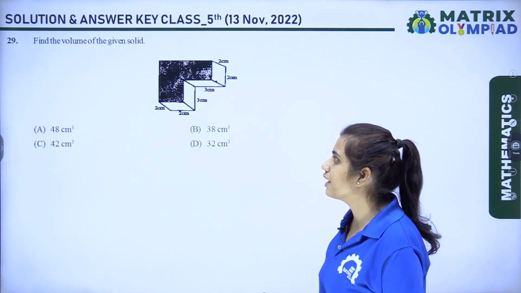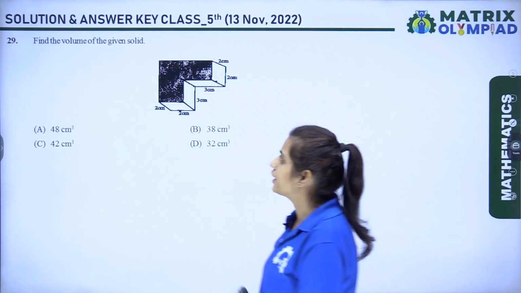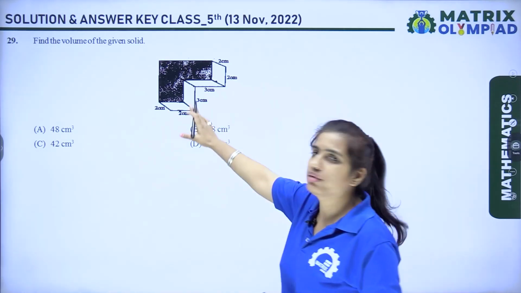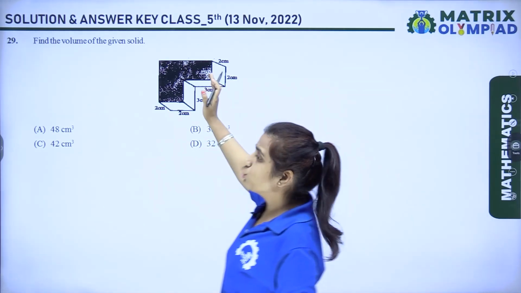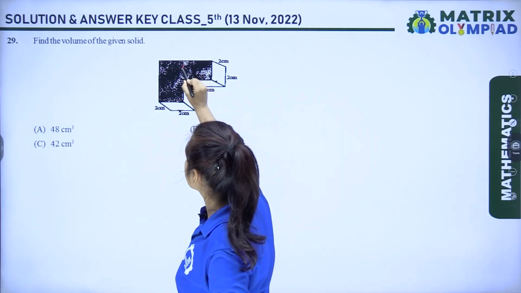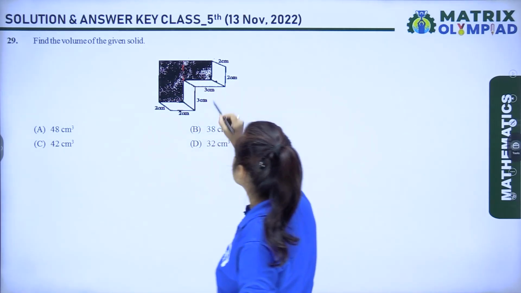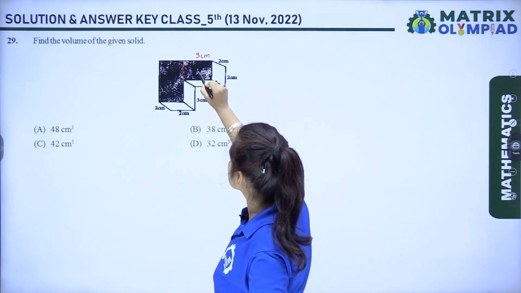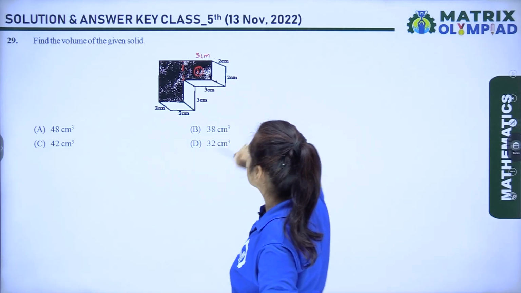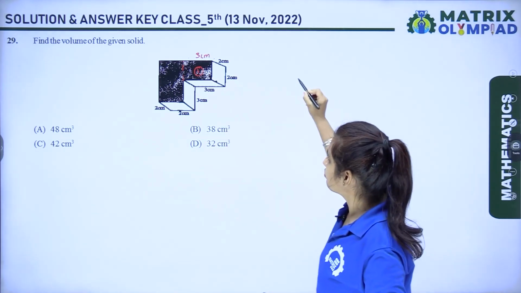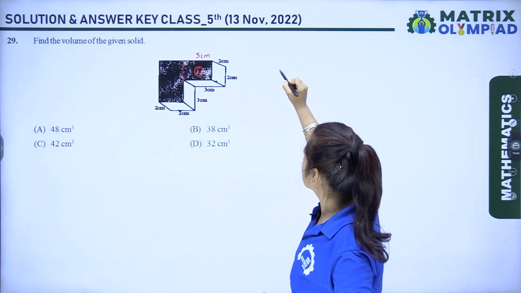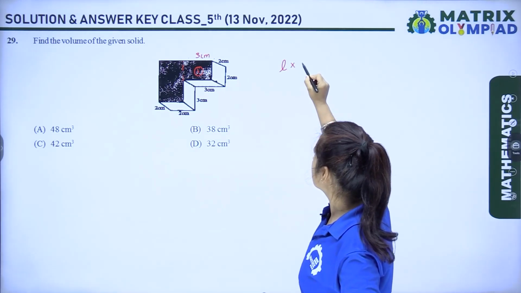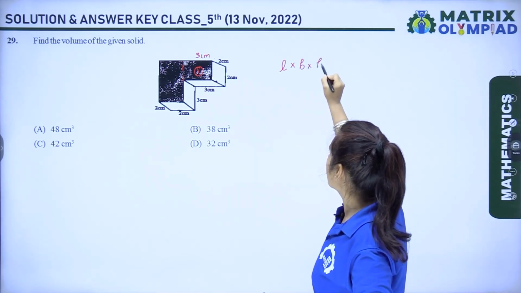Let's move on to the next question, that is question number 29. Find the volume of the given solid. We have to find out the volume of this solid. Let's do the partition in the solid so that it is easy to find out the volume. This is 3 centimeter, means this is also 3 centimeter. This is our first cuboidal shape. So, let's find out the volume of this cuboidal figure 1. Volume of cuboidal shape is length into breadth into height.